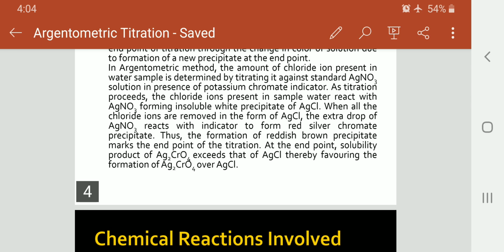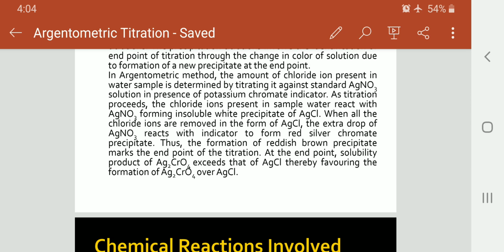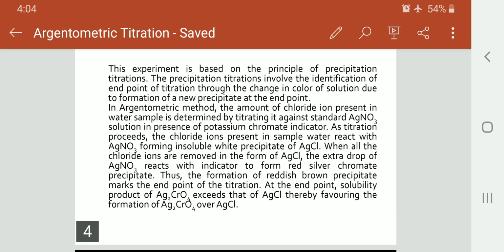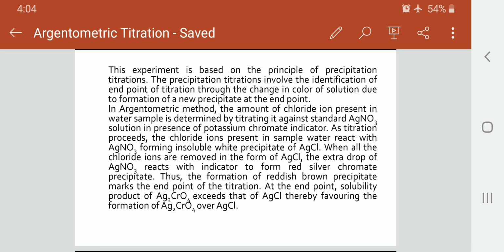So what is happening? You can see that once we have added this extra drop of silver nitrate, it reacts with the indicator and the silver chromate precipitate has been formed. So the formation of this reddish brown precipitate marks the end point of the titration, and at the end point the solubility product of silver chromate exceeds that of silver chloride.